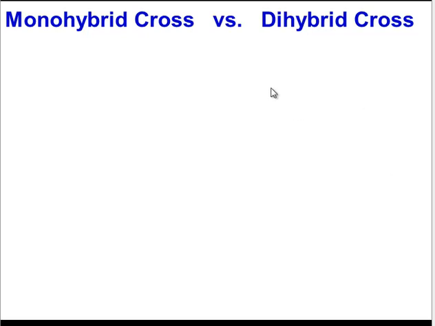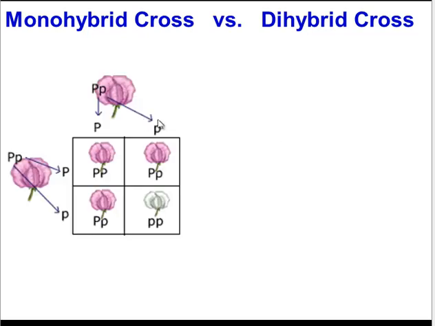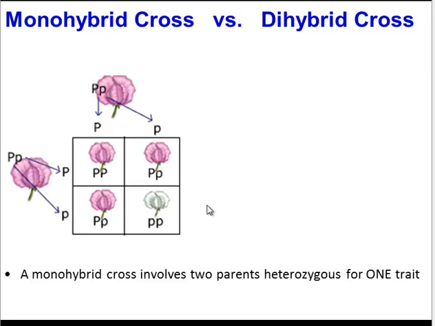Here's an example of what a monohybrid cross versus a dihybrid cross would look like. In a monohybrid cross, we're only looking at one trait. And so a monohybrid cross is where both parents are heterozygous for that trait. In this case, these peas are heterozygous for their purple color.